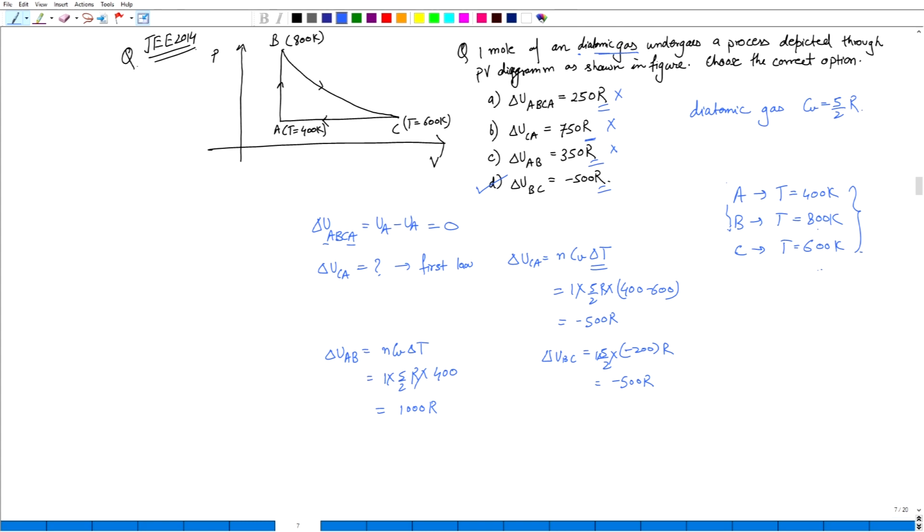If you panic by looking at the curve and think, oh, what can I do with this curve, then you will panic and do wrong things with the question and eventually get the wrong answer. So instead of panicking, just calm yourself, and see that I just need to find out the temperatures. I have temperatures at different points and I only need that to get the internal energy.